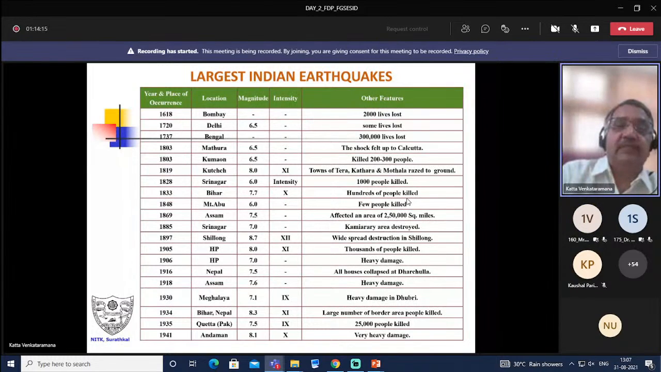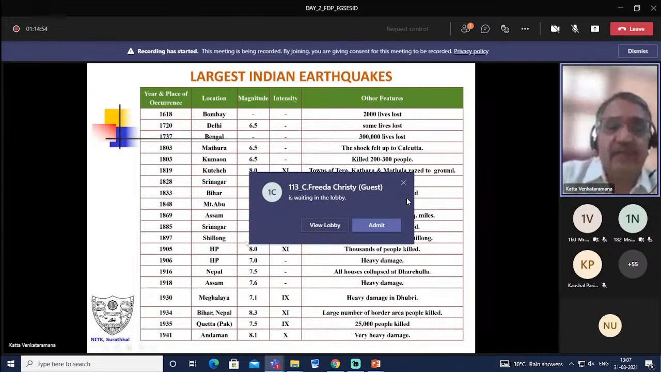Some of the largest Indian earthquakes are listed here. 1618 Bombay, not sure about the magnitude, around 2,000 lives lost. Then 1720 Delhi, magnitude 6.5. 1819 Kutch region, Gujarat, magnitude 8. 1828 Srinagar, magnitude 6. 1833 Bihar, 7.7. 1897 Shillong, magnitude 8.7 earthquake. So the entire northeast comes under a severe seismic zone.